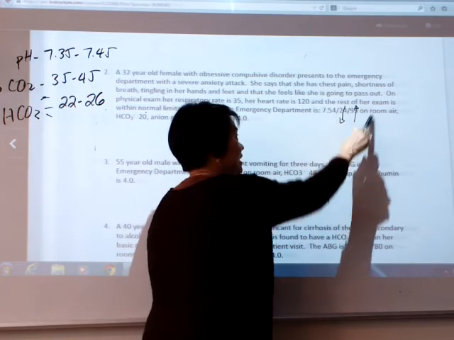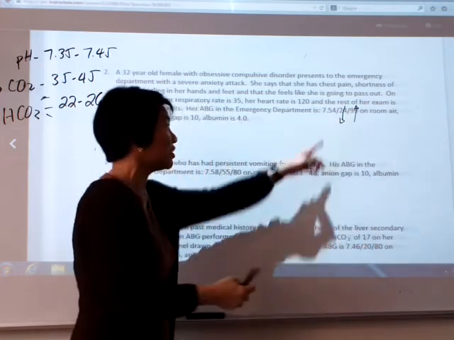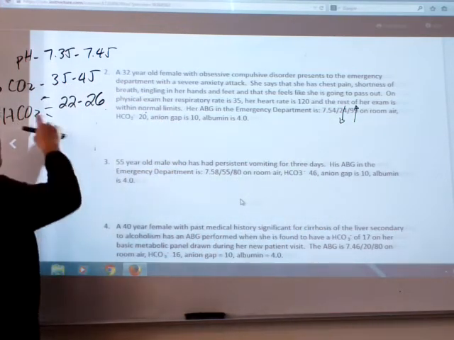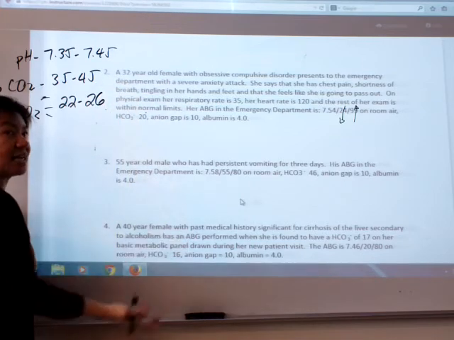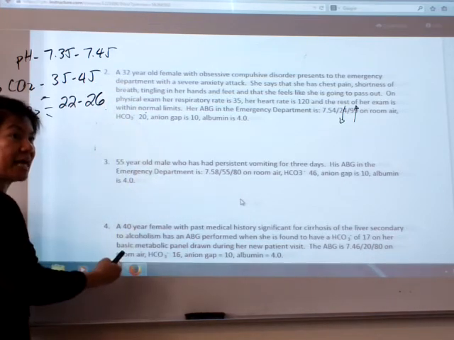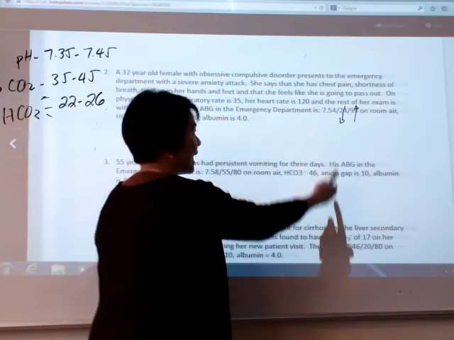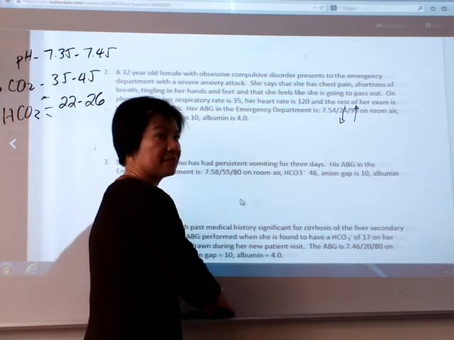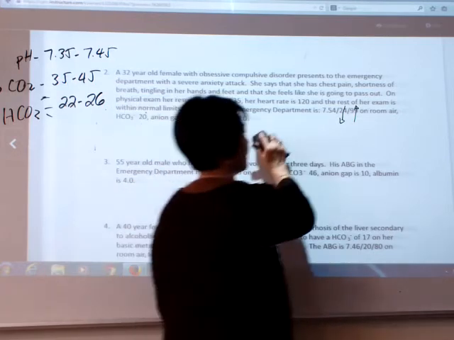Understand that. The question is, is this correcting? It's not, because that's also a picture of alkalosis. If your bicarb goes up, that's alkalosis. The bicarb should go down. If the bicarb went down, then that means it's compensating. So this is uncompensated. Okay?